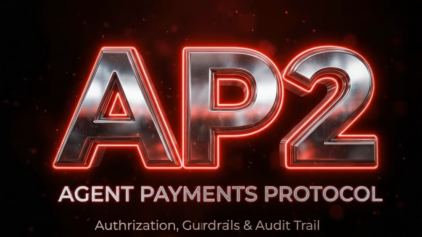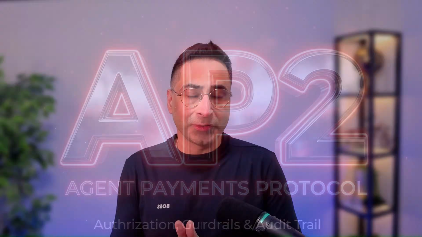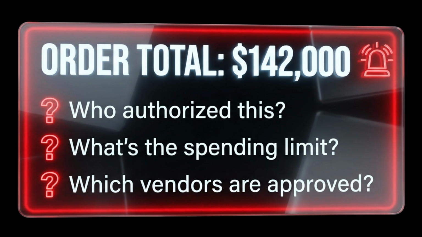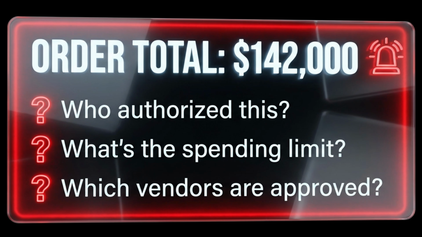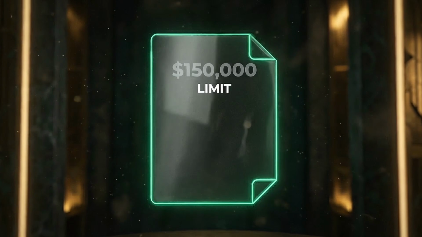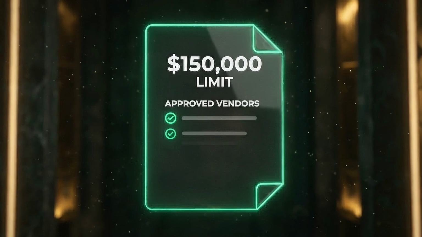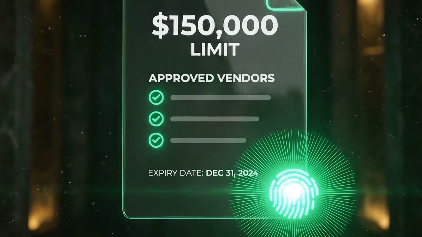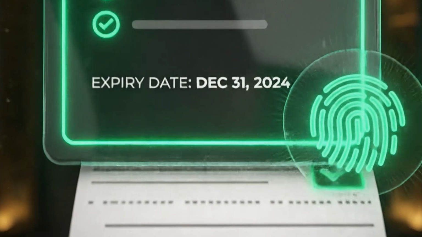That brings us to AP2, which is Agent Payments Protocol. Now, let's say the order costed $142,000. Your agent cannot just spend that, right? Who authorized it? What's the limit? Which vendors are approved? AP2 is the trust layer. The IT director says, I approve up to 150K only from these specific vendors, and this approval expires on Friday. The agent attaches that signed authorization to the order. If it goes over budget, it will stop and then will confirm. We'll again see this live.